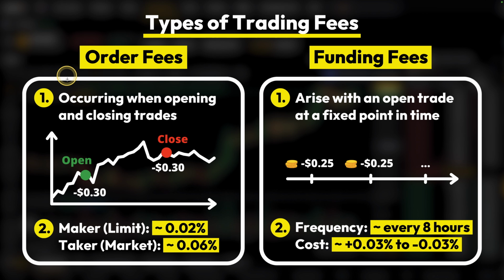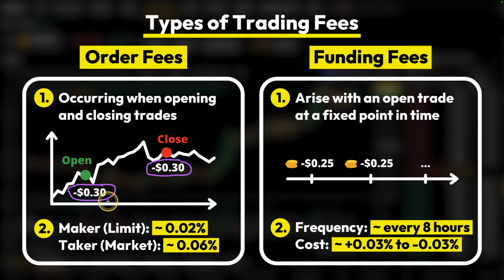So first of all, the order fees are always occurring when you're opening and closing your trades. So at some point you need to enter a position. There you have to pay this small order fee, and then you leave the position open, and at some point you will close it and then you will have to pay that fee again. The amount you pay is always a percentage of your position size. So the bigger your position is that you enter or exit, the bigger this fee will also be.